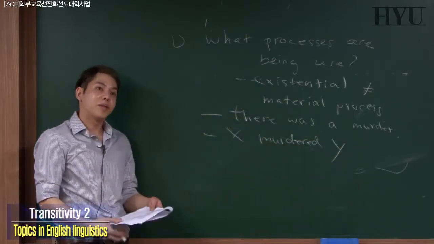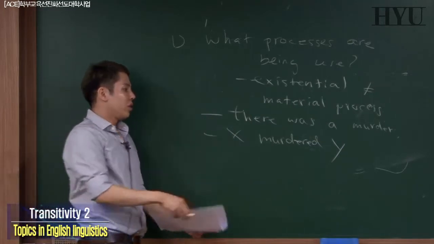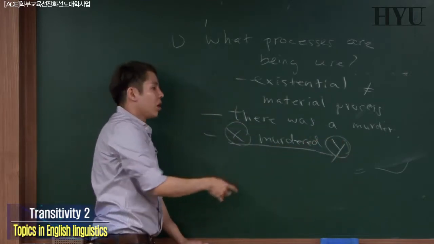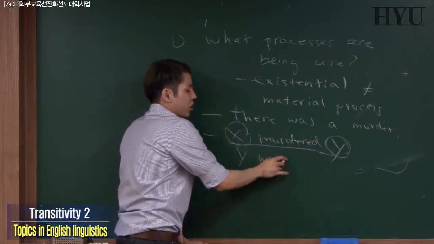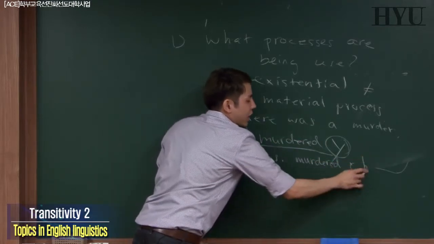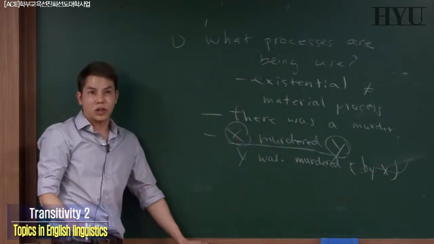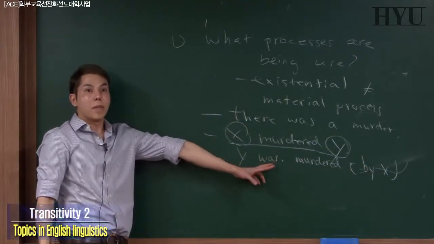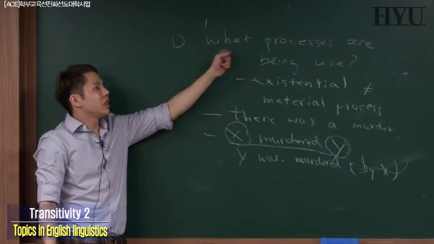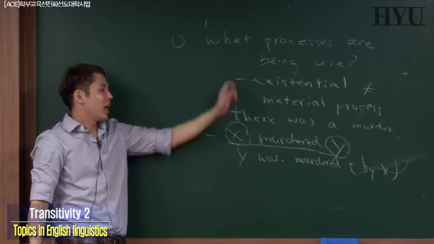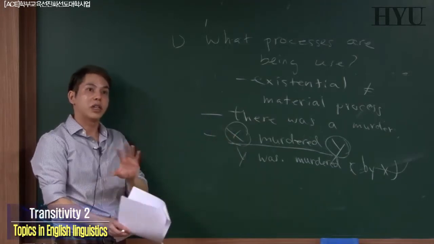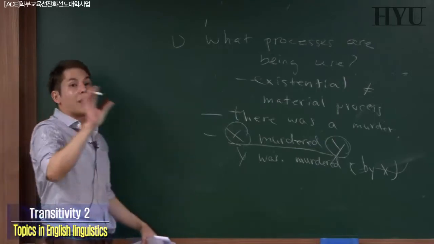Whereas if you have X murdered Y, this is another way of representing the same thing, but when you use this material process, you know who is the agent and who's the goal, right? Or you can say Y was murdered by X. Or you can even leave it out. Y was murdered. Backgrounding the agent. So there are many different ways of highlighting things and backgrounding things. Using different processes might be one, and even using the same material process with different kinds of position would highlight something and background something else.